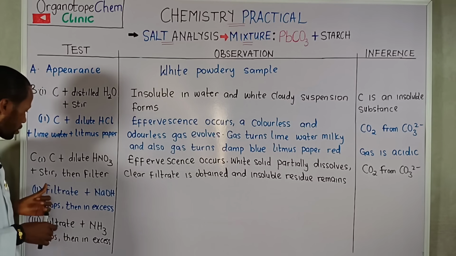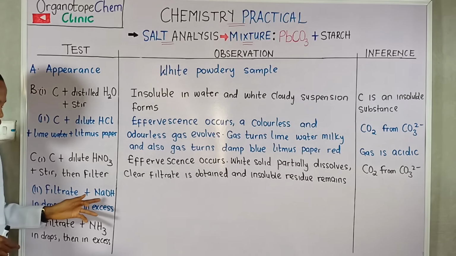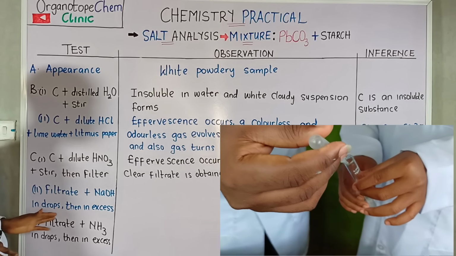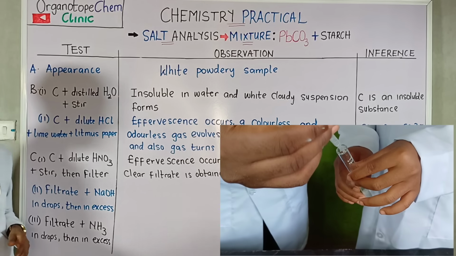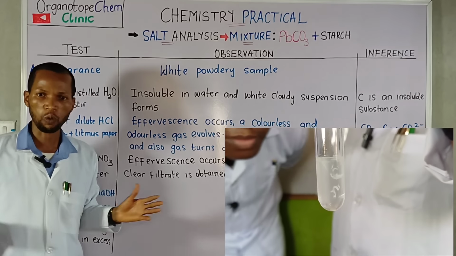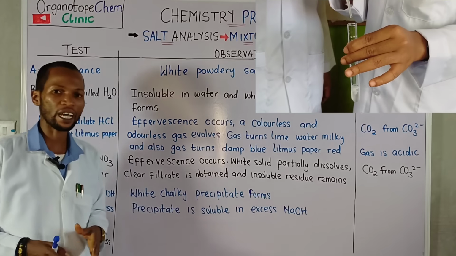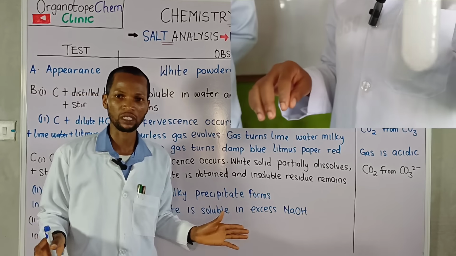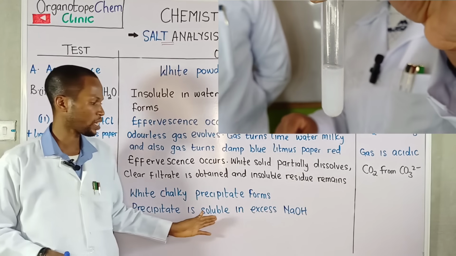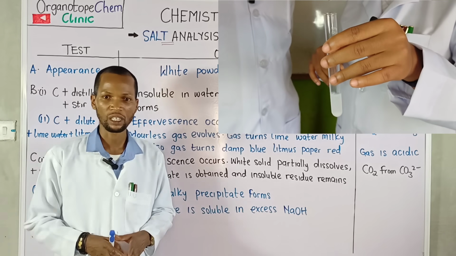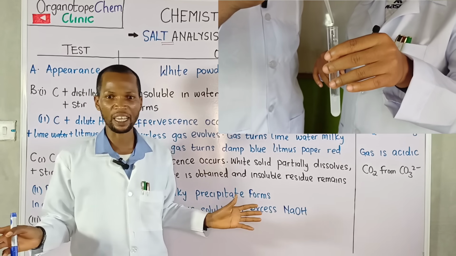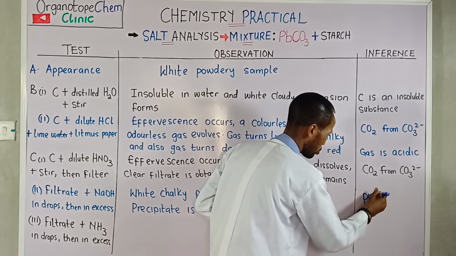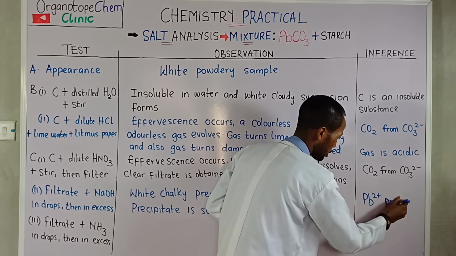So we have the next test, which is we are to add sodium hydroxide to the first portion of the filtrate in drops and then in excess. So what do we observe? When sodium hydroxide is added in drops, a white chalky precipitate forms, while the precipitate becomes soluble in excess sodium hydroxide. This shows the presence of which metal ion? That's right, we have Pb2+, which is lead ion present.